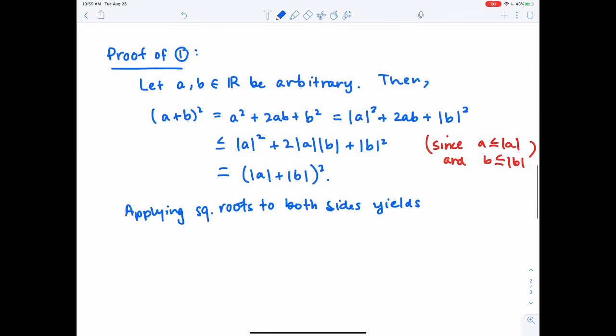That yields exactly what we want. The absolute value of a plus b is less than or equal to the absolute value of a plus the absolute value of b. And that's exactly what the first triangle inequality is saying.